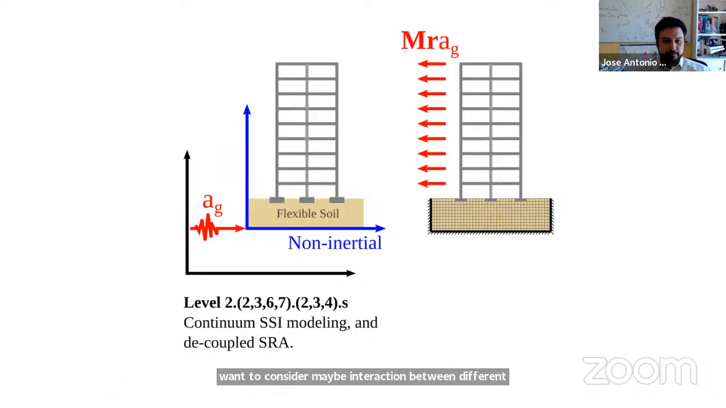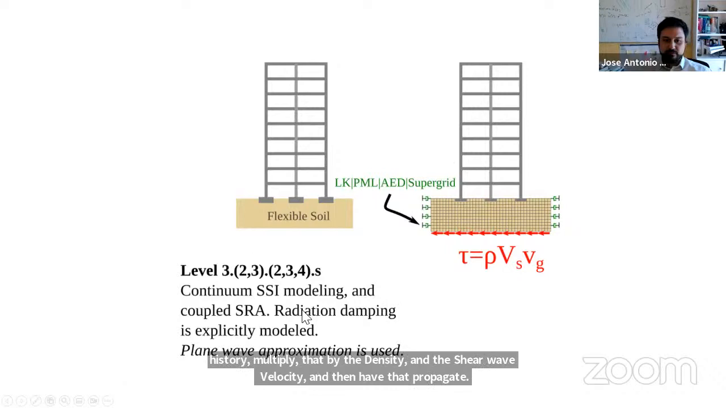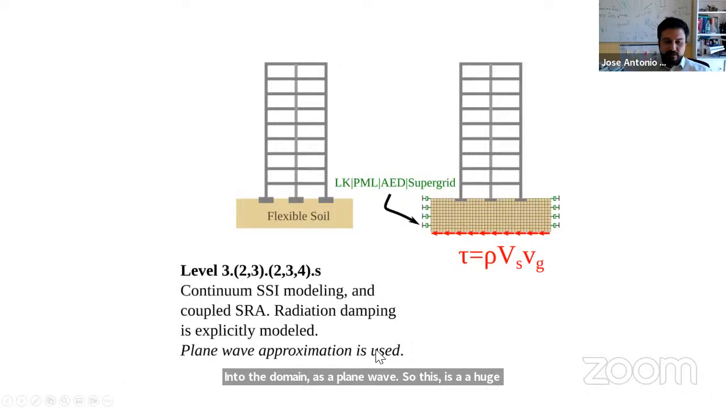The next level is to forego the non-inertial reference frame and the fixities at the edges and do this type of continuum model, where now you are inputting your earthquake as a series of traction forces at the base, together with Lysmer-Kuhlemeyer dashpots at the bottom. In this case, you usually need to deconvolve surface motions to some depth and then use a velocity time history, multiply that by the density and the shear wave velocity, and then have that propagate into the domain as a plane wave. So this is a huge part of it. Plane wave approximation is used. And Massimo has done a great job automating this and exploring these types of models in STKO. There's a lot of stuff there and it's very good stuff.